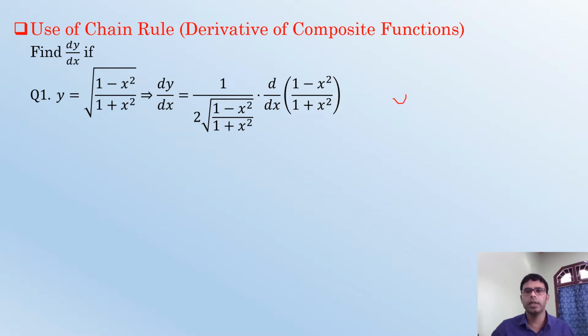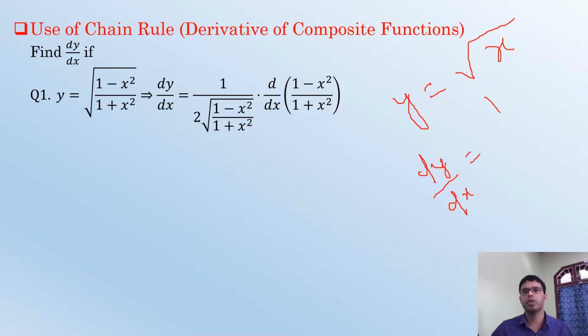Actually, if we have y is equal to the primary function, root x, we have the formula from our first year classes that in this case dy dx will be 1 by 2 root over x. This is our formula for root over x. Here y is not root over x, it is root over of some other function, not x.